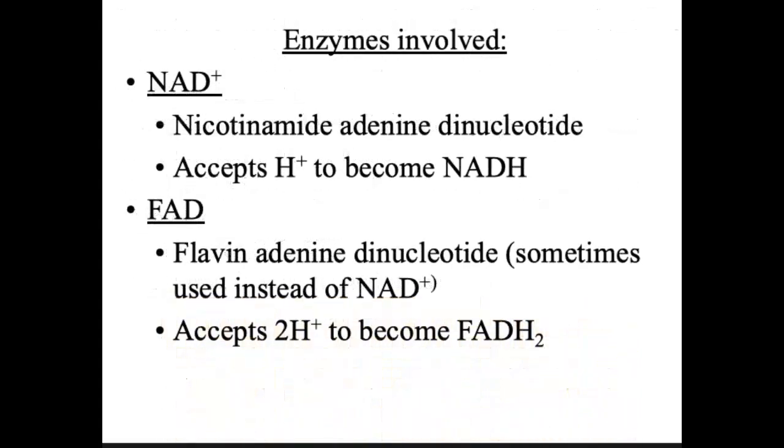There are 2 coenzymes that are kind of important in this process: NAD, which is nicotinamide adenine dinucleotide, and FAD, flavin adenine dinucleotide. These are essentially going to be electron carriers. They're going to carry electrons and hydrogens through the process so that we can use them to pump through an enzyme called ATP synthase, which you might remember from photosynthesis.